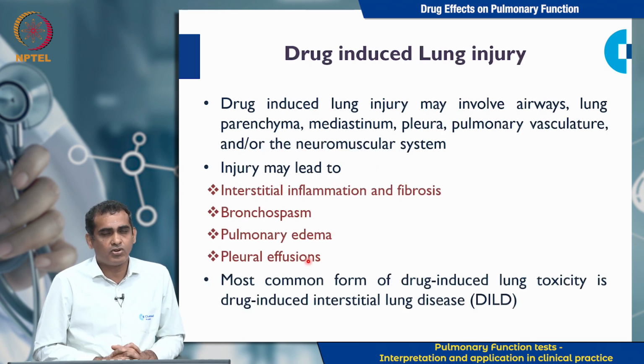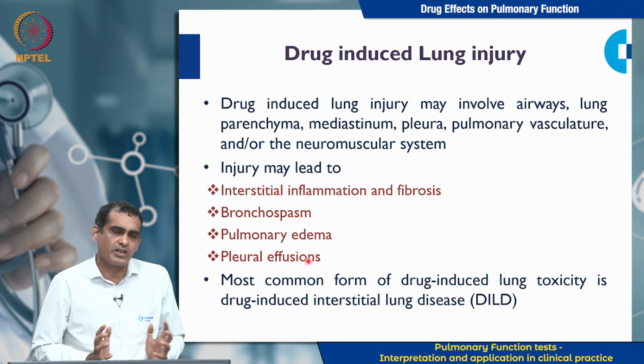Now we are moving to the fourth category of drugs. We have seen the drugs acting on the respiratory tract. We have seen centrally acting respiratory suppressants and stimulants, and we have seen the effect of general anesthetics on pulmonary function tests. Moving on to drug-induced lung injury.